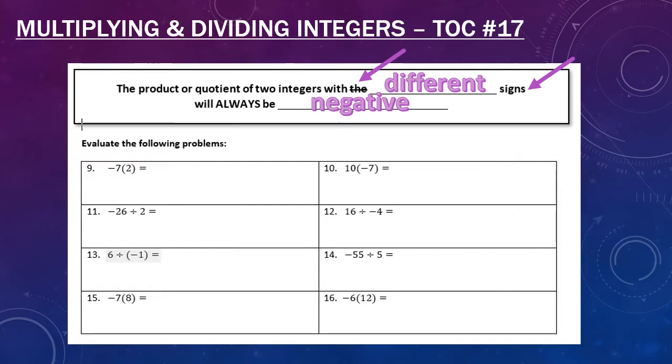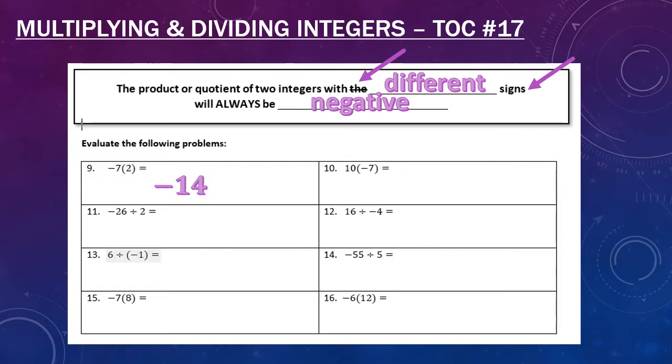Let's look at the examples we give you in 9 through 16. They're the exact same numbers as above, but the difference is one is positive and one is negative. So looking at number 9, we still have 7 and 2, but this time the 7 is negative and the 2 is positive. One is negative, one is positive. They have different signs. My answer is negative 14.